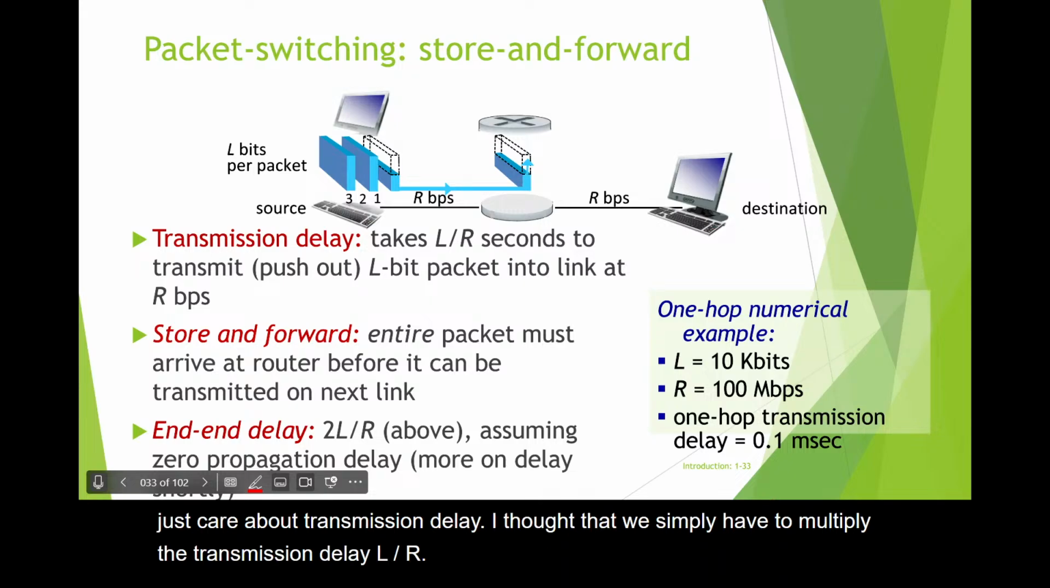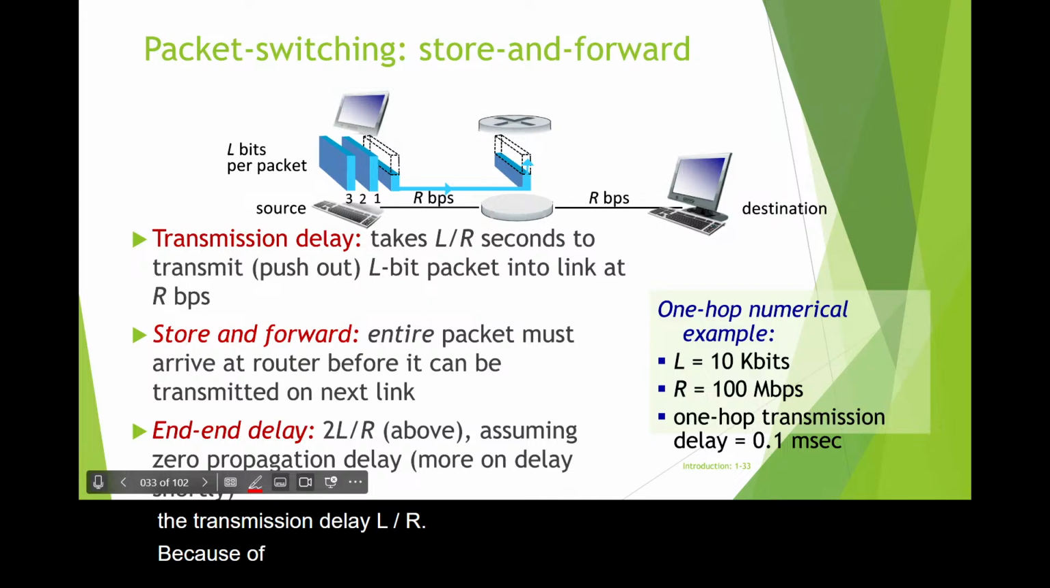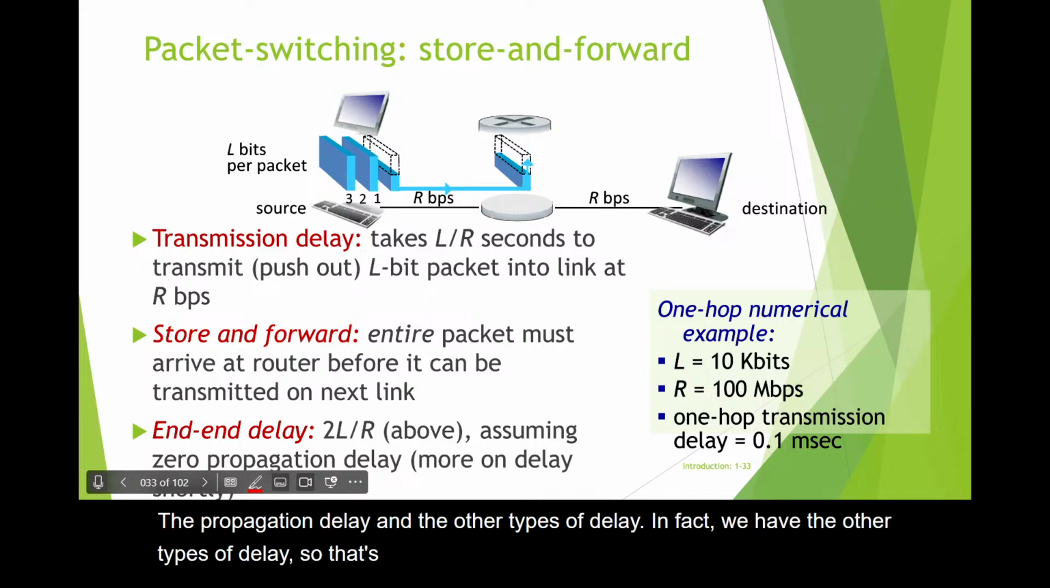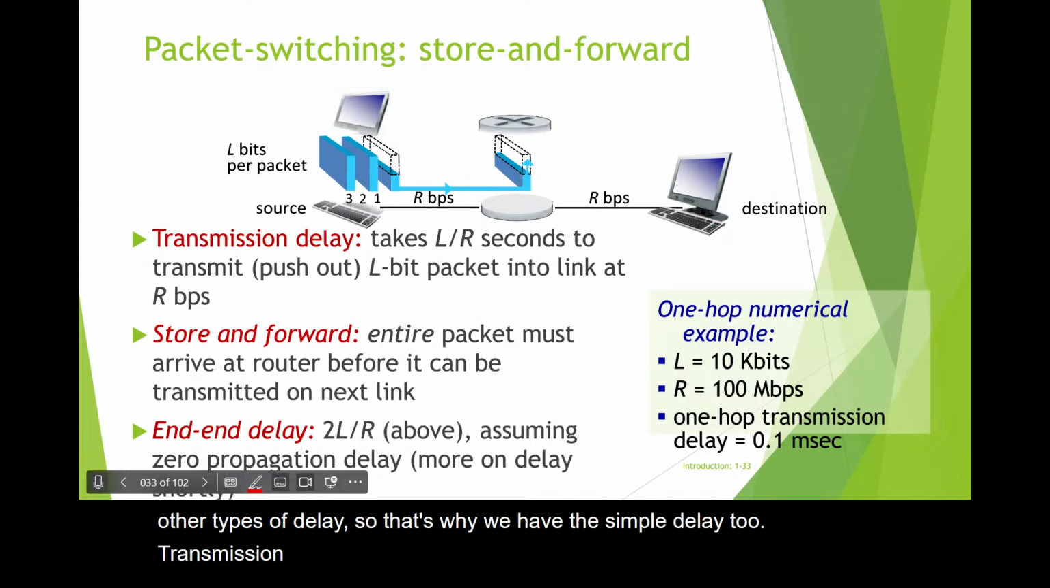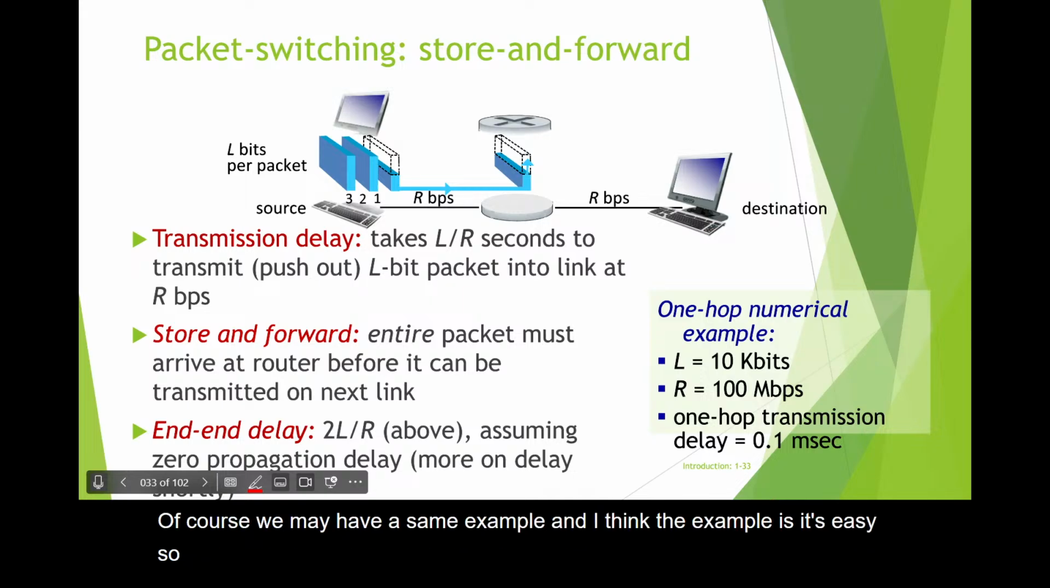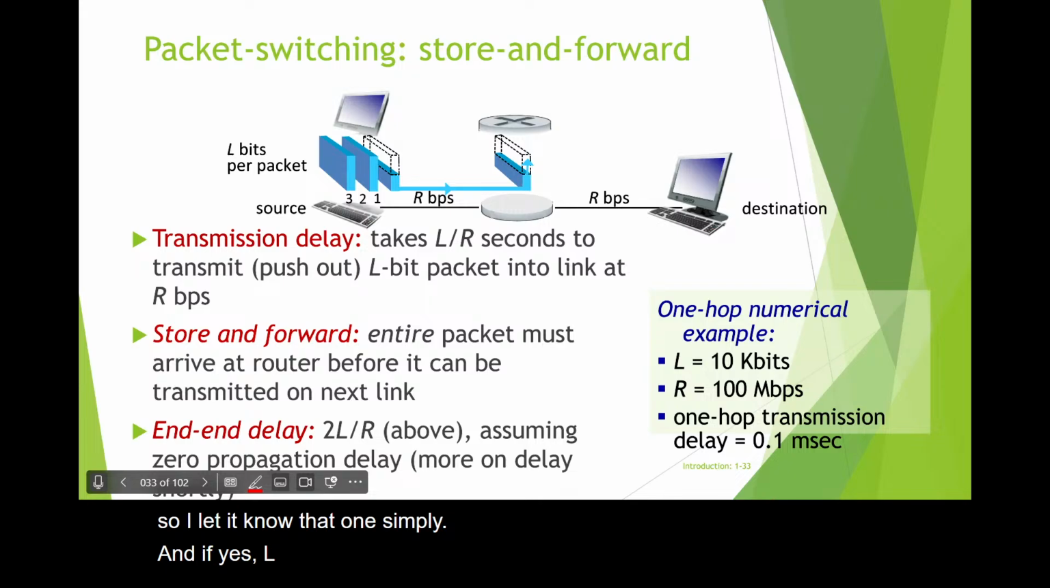Because we ignore the propagation delay and the other types of delay. In fact, we have the other types of delay. So that's why we have the simple delay: 2 times the transmission delay, 2 multiply L over R. Of course, we may have some example, and I think the example is easy, so I let you work it out. If L over R, one transmission delay should be 0.1, right? And 2 should be 0.2, and that's it.